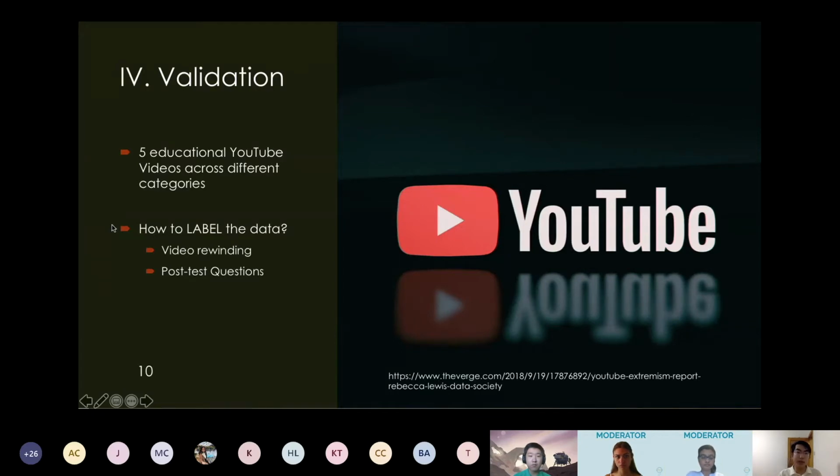First is video rewinding. So when the participant is watching the particular YouTube video, we ask them to record their physical expressions while watching the video, giving the participants themselves an opportunity to label their data as focused or unfocused during certain periods of time that we've assigned. I've also developed a set of post-test questions across different videos and across different times so that by judging the correctness of the question, we get a sense of whether the participant is focused or not during specific periods of time.